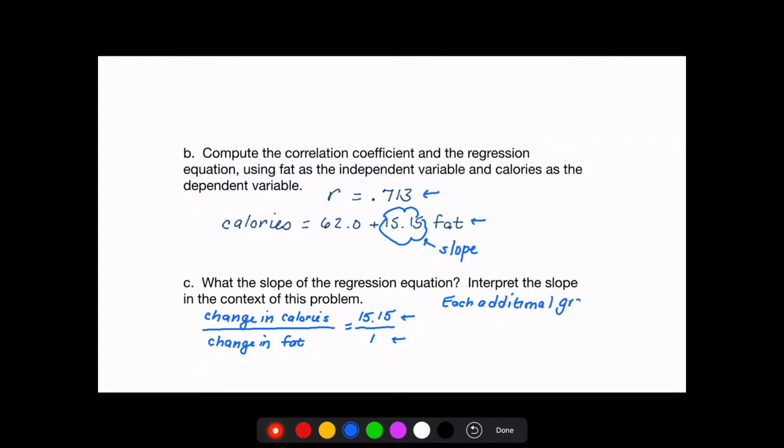So each additional gram of fat is associated with an increase. It's an increase because the slope is positive, of 15.15 calories.